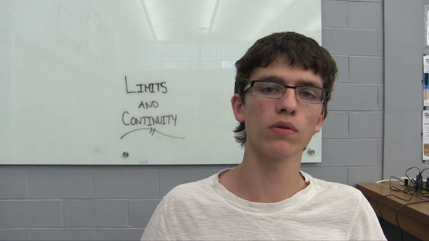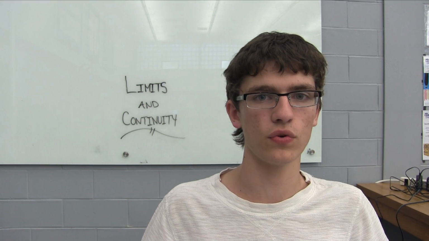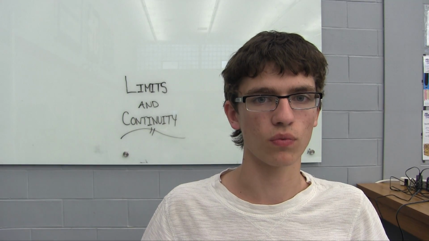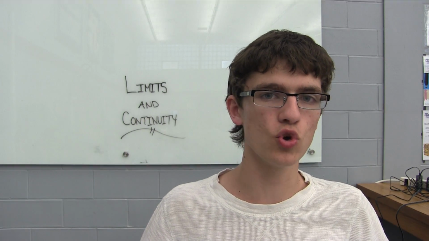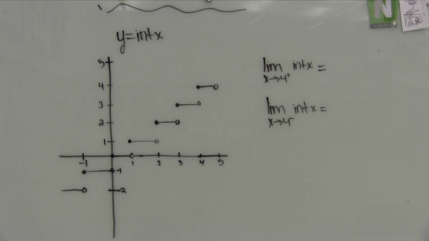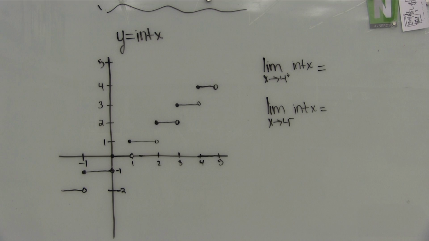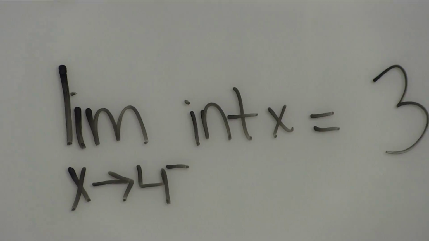So for each of the problems that we've done so far, there's only been one limit per x value. But this graph is special because each integer has two different limits, one from each side. So according to this graph, the limit as x approaches 4 from the right side is equal to 4. However, if you look at it from the left side, it's going to equal 3.